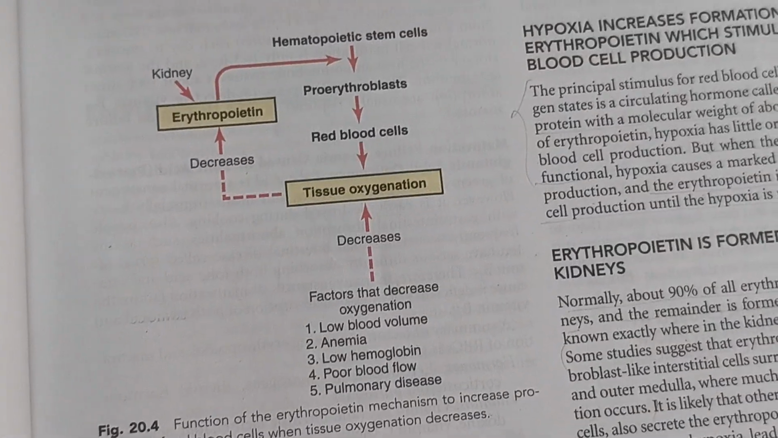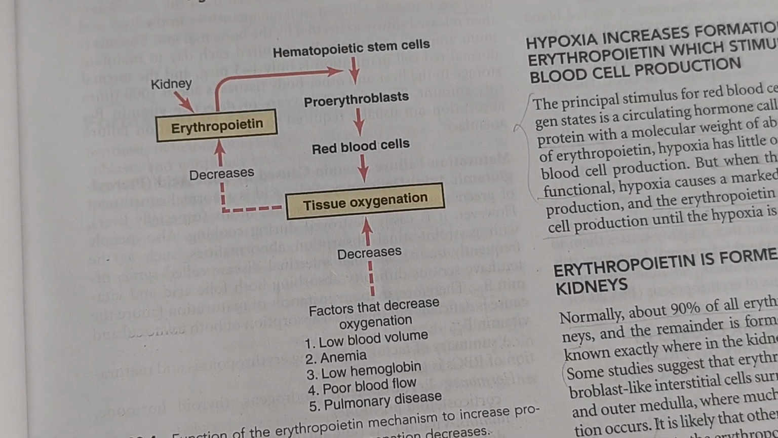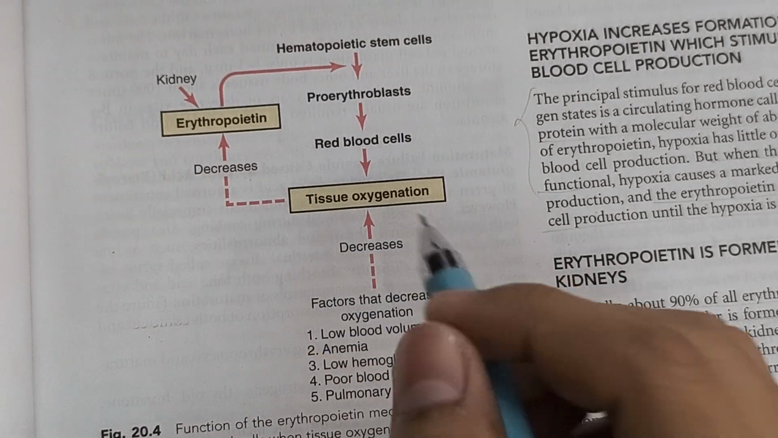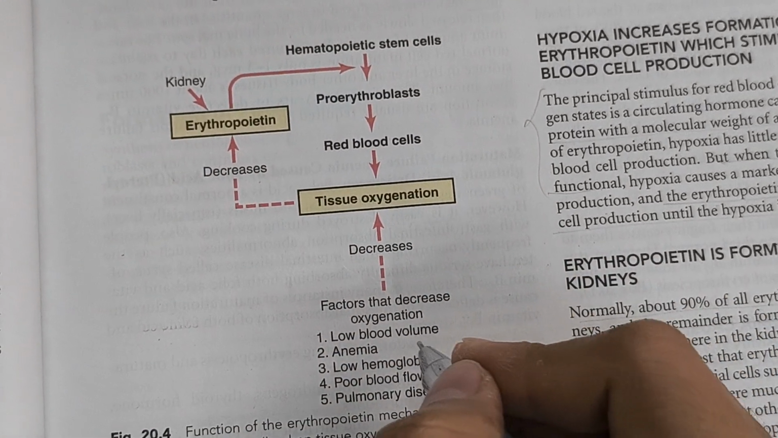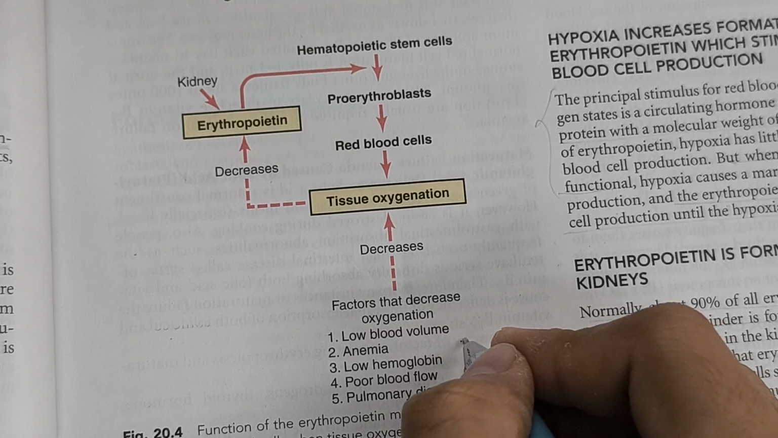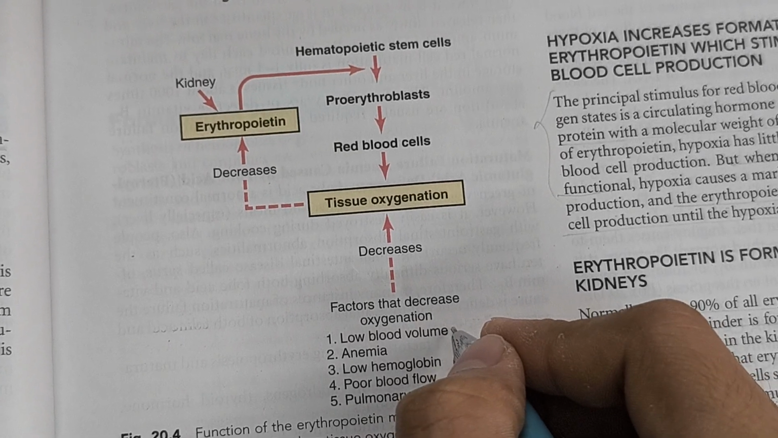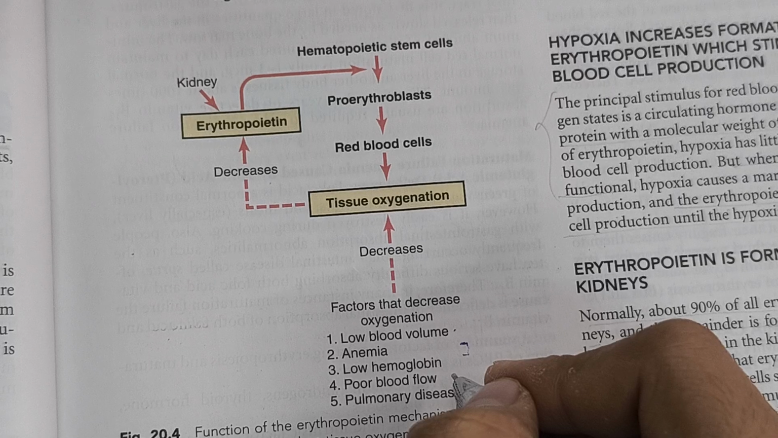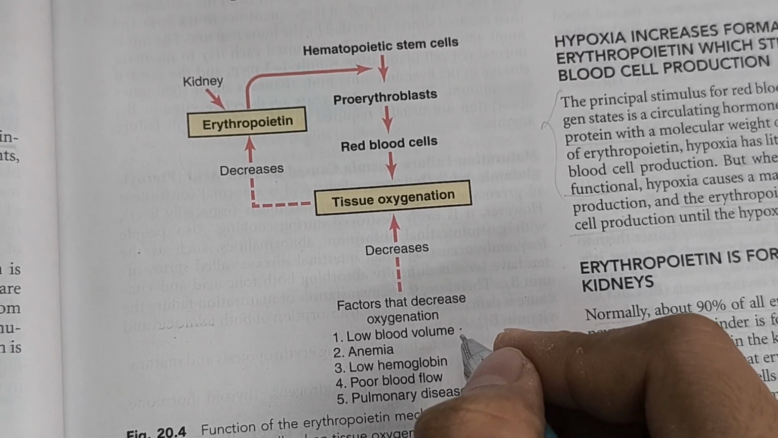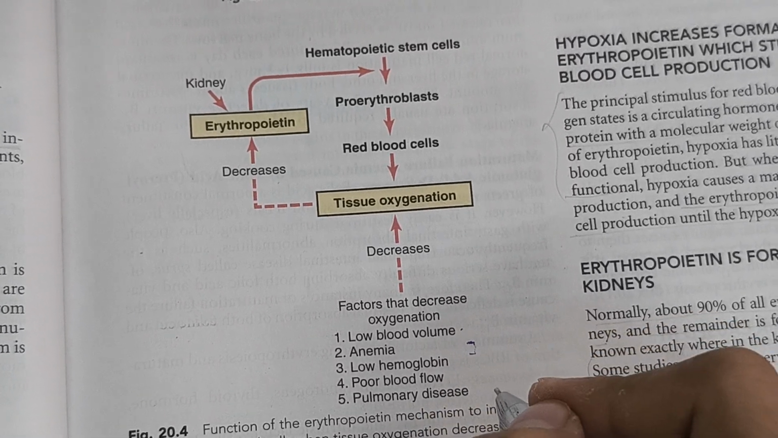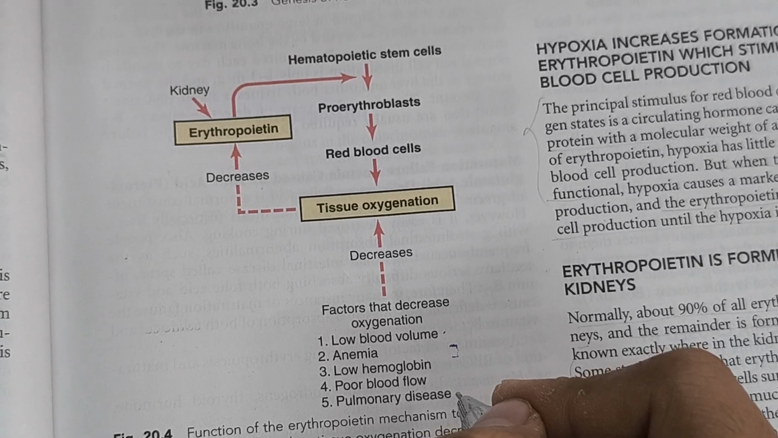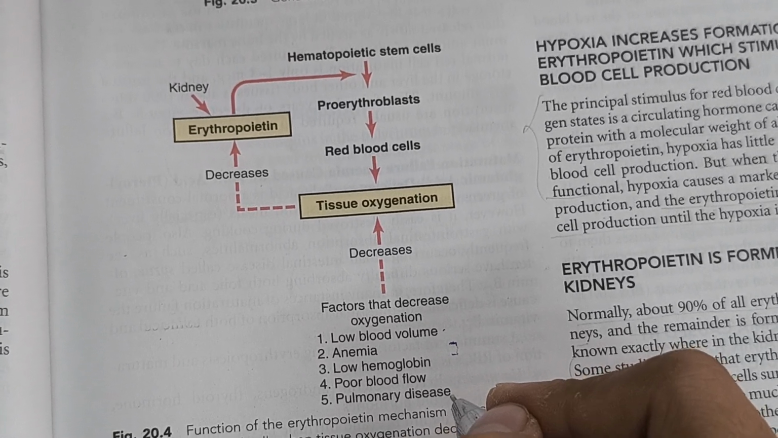So you can also link this: low hemoglobin and anemia. These are about anemic hypoxia, and low blood volume and poor blood flow. These are about what? Basically stagnant hypoxia, and this pulmonary disease is about hypoxic hypoxia.